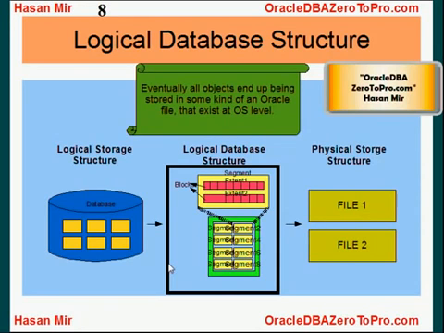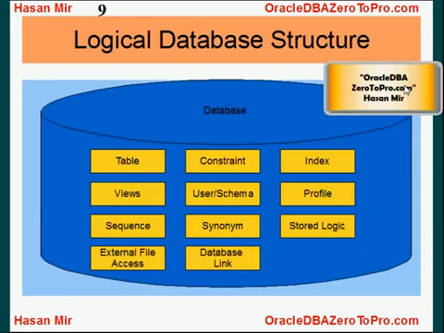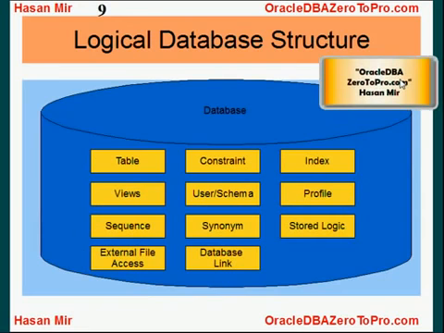Now we'll talk about all these things in detail later on in coming tutorials. Now, in logical database structure, we will be studying these objects in detail. So database structure includes these objects: table, constraint, index, view, user and schema, profile, sequence, synonym, stored logic, external file access, and database link. We'll be talking about all these in detail in coming tutorials.